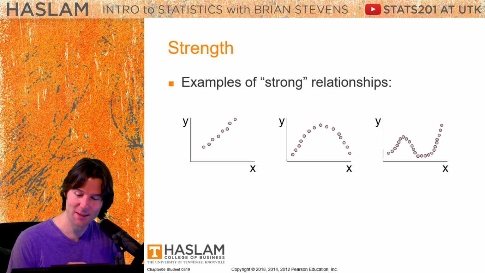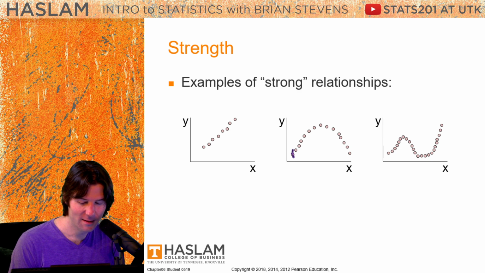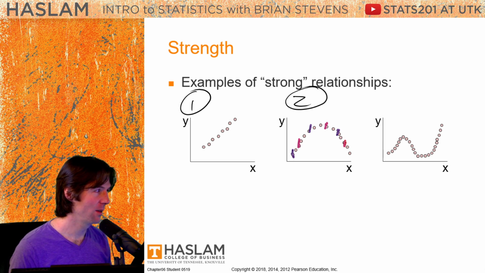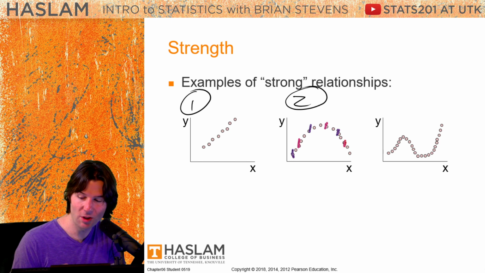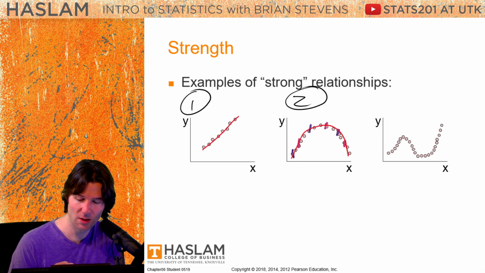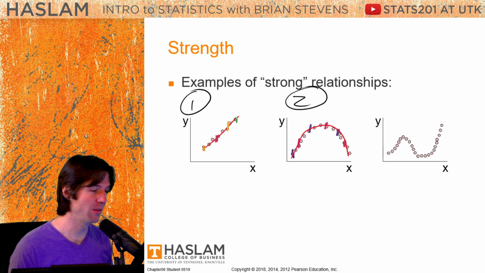The vertical spread is like this. What changed between graphic 1 and 2? The strength is still about the same, but what changes between these two graphics? The form. And the direction, yeah, and the direction too. Graphic 2 doesn't really have a direction. It's like positive and negative, and it's a nonlinear form. It's parabolic, but it's still very strong.